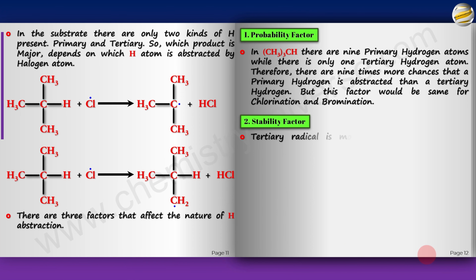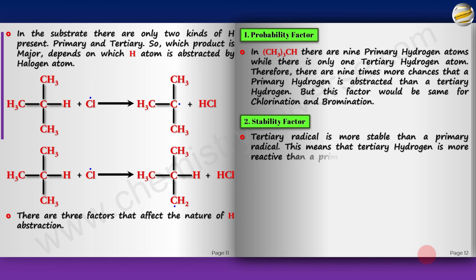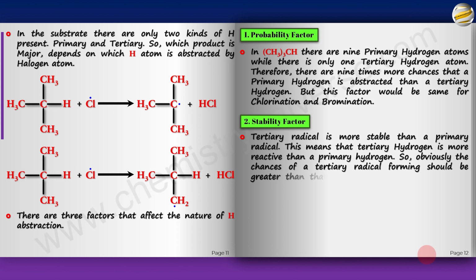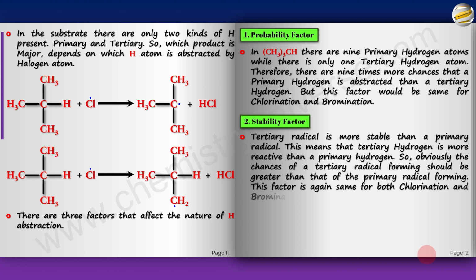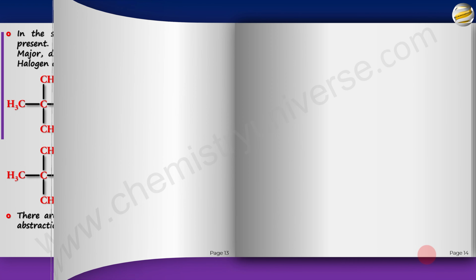So a tertiary radical is more stable than a primary radical. This means that a tertiary hydrogen is more reactive than a primary hydrogen. So obviously, the chances of a tertiary radical forming should be greater than that of the primary radical forming. This factor is again the same for both chlorination and bromination. So it is the last factor which I think would be helpful, and that is called the reactivity selectivity factor.